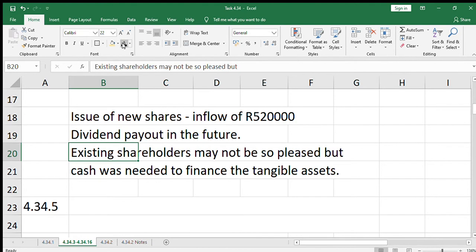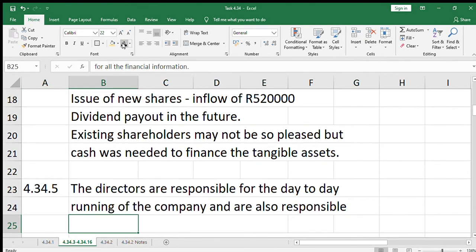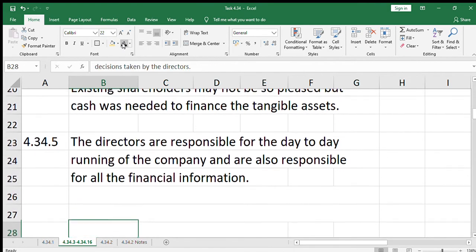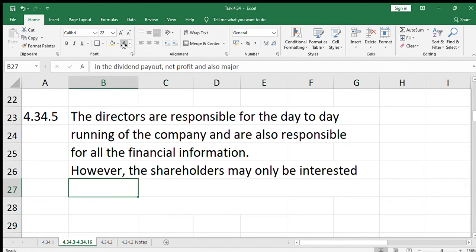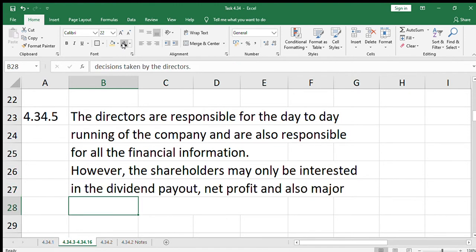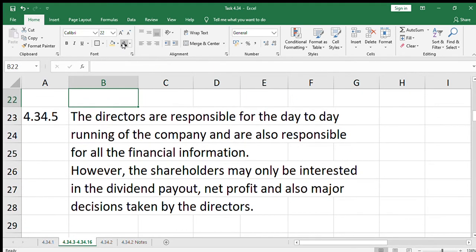And in 4.34.5, the directors might want to be provided with detailed sets of financial statements. Yes, the shareholders might want the shortened approved form of financial statements. And remember, the directors are responsible for the day-to-day running of the company, and they need to use the information of the financial statements to make important decisions. They are responsible for all the financial information. The shareholders may only be interested in the dividend payout, the net profit, and also major decisions that are taken by the directors. They would not be interested in all the figures.